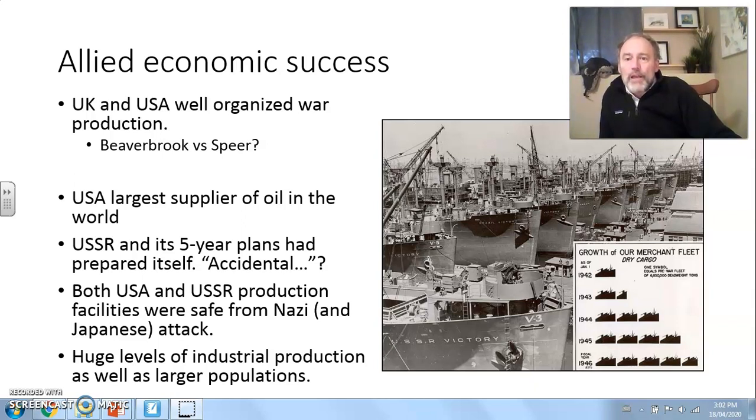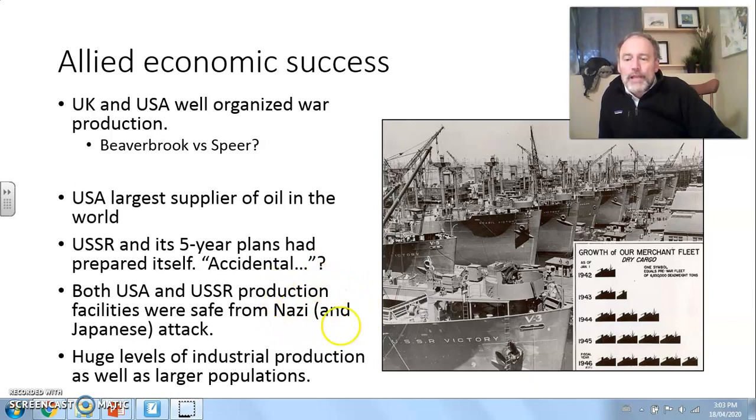Other aspects of Allied economic success: the USA was the largest supplier of oil in the world. The text says the USSR and its 5-year plans had prepared, and they used the word accidental, though I would argue that Stalin maybe saw himself in a war footing already with the Allies and the attacks that they'd made on his country during the Russian Civil War.